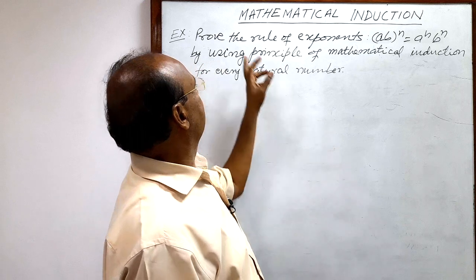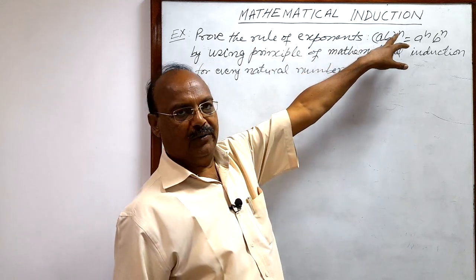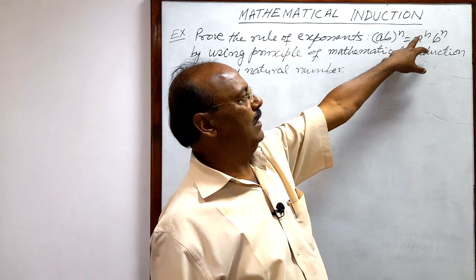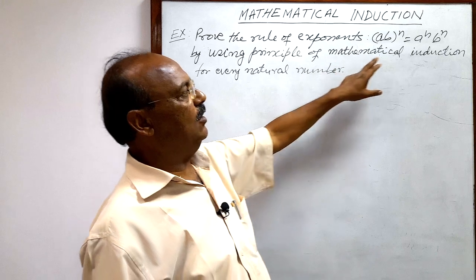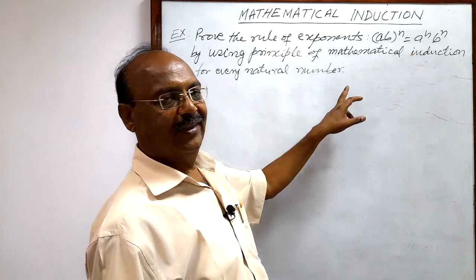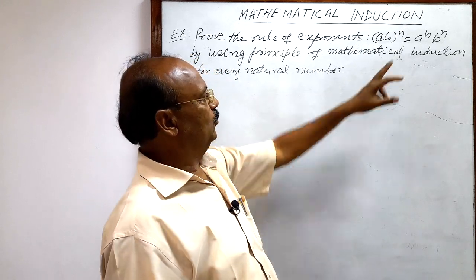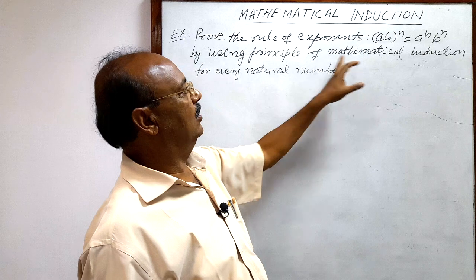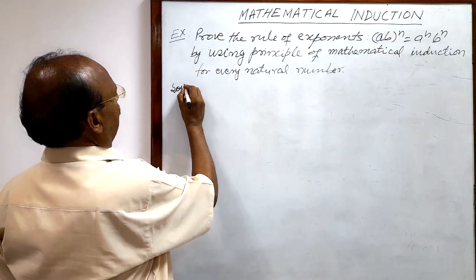Here the question is: prove the rule of exponents (a into b) whole to the power n is equal to a to the power n into b to the power n, by using the principle of mathematical induction, for every natural number. Okay, so let us see the solution. We have to prove it by the principle of mathematical induction.